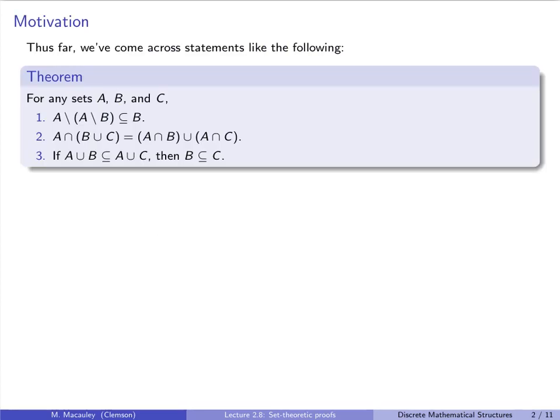I'll motivate this by pointing out that thus far we've come across statements like the following. For any sets A, B, and C, A take away B is contained in B. A intersect B union C equals A intersect B union A intersect C. That's the distributive property. And then, if A union B is contained in A union C, then B has to be contained in C. Now, we haven't seen exactly these statements, not necessarily, but we've seen statements like these.